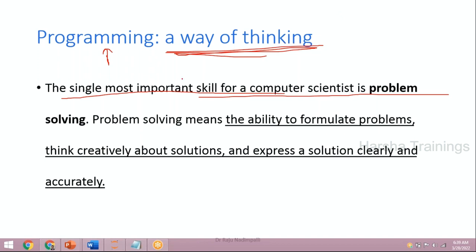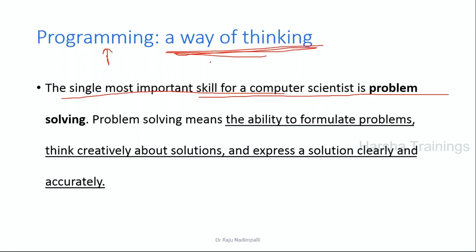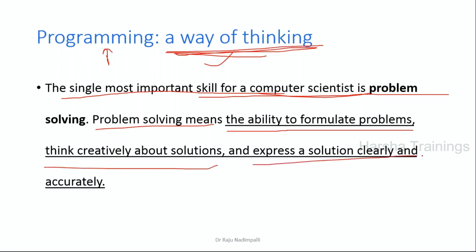Now, just now what I discussed is that programming is a way of thinking. Every computer scientist needs to solve problems. In order to solve problems, the programmer must be able to formulate a problem, think creatively about the solutions, and express the solutions clearly and accurately. This is the basic skill of problem solving.